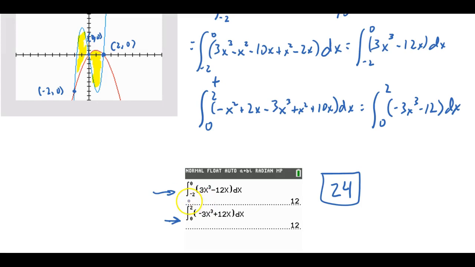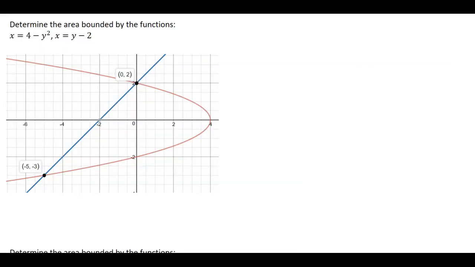To do this on your calculator, remember you're going to hit your math button and then select number 9. Okay, let's look at this problem. I have x equals 4 minus y squared, which gives me this sideways parabola, and x equals y minus 2, which gives me this line. We're going to do this in terms of y. The representative rectangle has a height of dy, and its length is going to be the parabola minus the line.